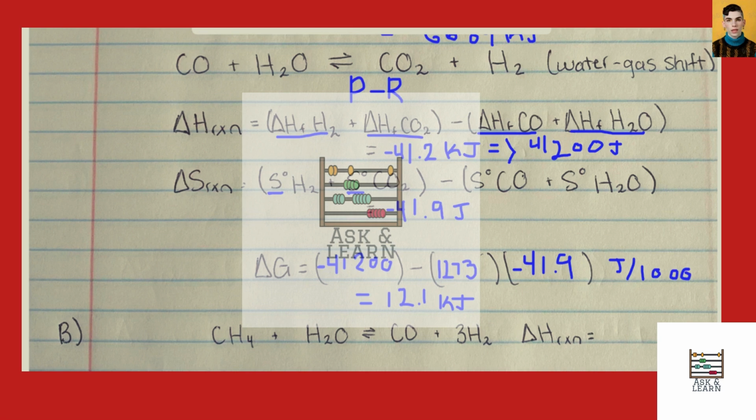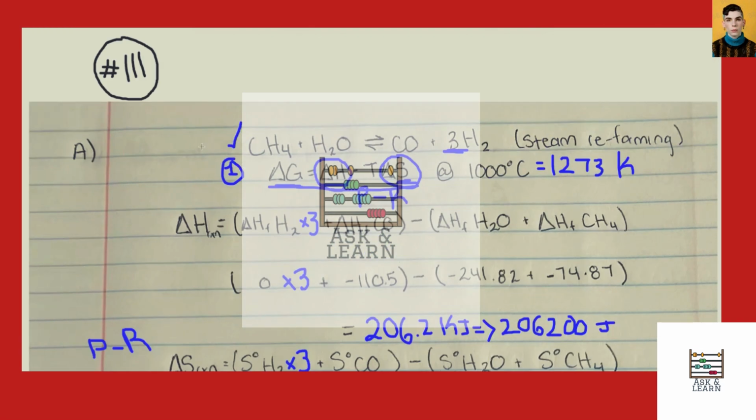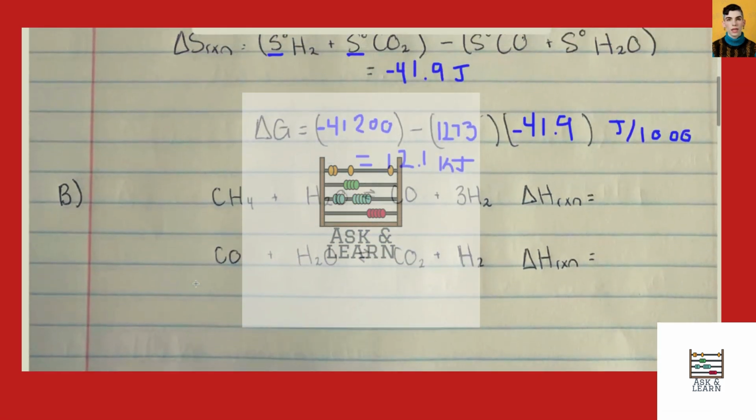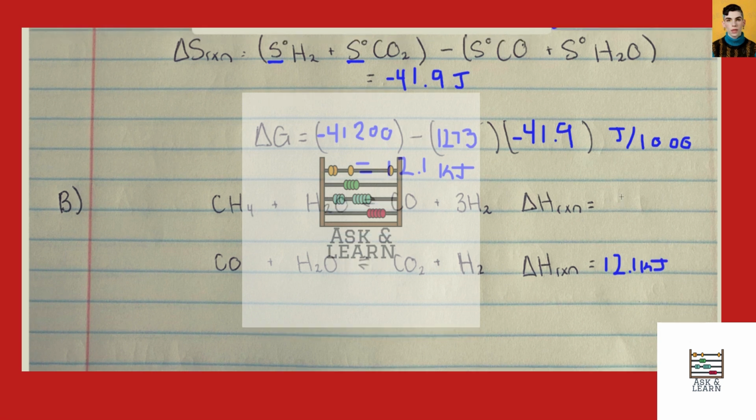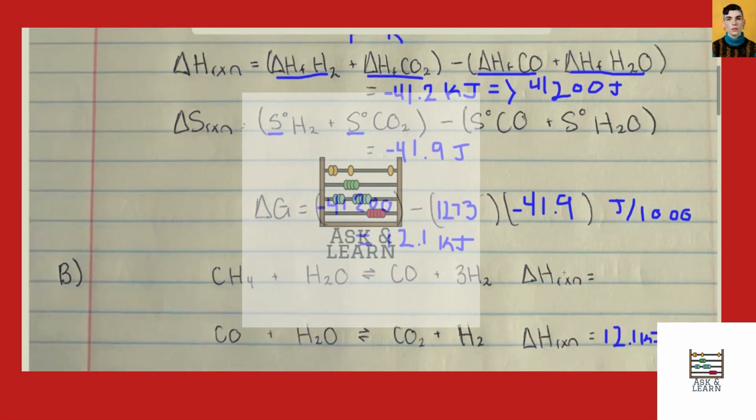All right, moving on to letter B. It asks us for the delta H or the delta G of reaction of these two reactions we just worked with, so this one here and this one here. We just have to add these together since we know the delta G of reactions for both. We know that this one is 12.1 kilojoules, and this one is, let's see, where did I put it? Negative 66.8 kilojoules.